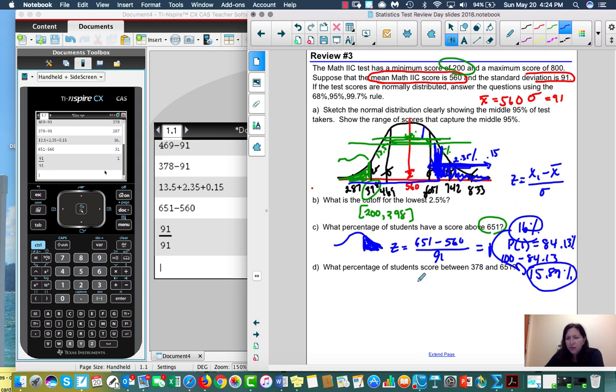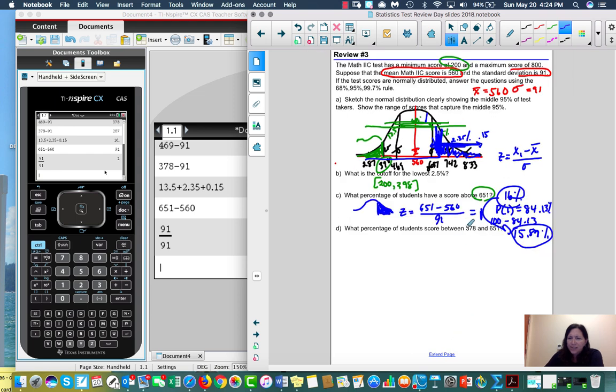What percentage of students score between 378 and 651? Now, we just did the 651. We know 651 gives us an 84.13. Okay, and this is what they're looking for. Here's your 651 right here, which is a score. And then 378 is going to be over here. Here's 378. And so what they're asking you here is, I know that this value here is 378.